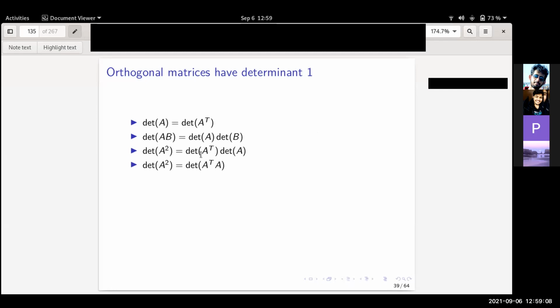Why is this true? Because determinant of A square is determinant of A into determinant of A, but determinant of A is determinant of A transpose. Therefore, you can replace one of the determinant of A with determinant of A transpose. And now you take that A transpose inside again, you get determinant of A square is equal to determinant of A transpose A. But what is A transpose A? A transpose A is identity matrix because A is a rotation, orthogonal matrix, in fact. So therefore, determinant of A square is equal to 1, which means that it can be either +1 or -1.